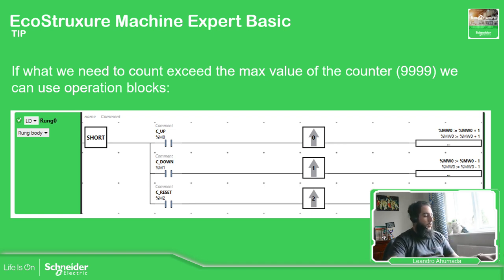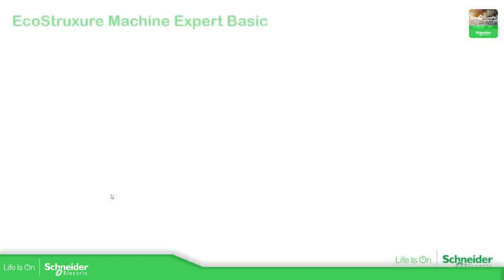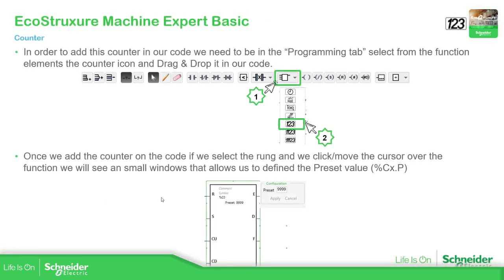So let's continue with the presentation. In order to add the counter in our project is very simple. We need to go to this icon over here that includes all the function blocks that we have. Then we need to go into this one that has the 1, 2, 3. This one is the function block for the counter.